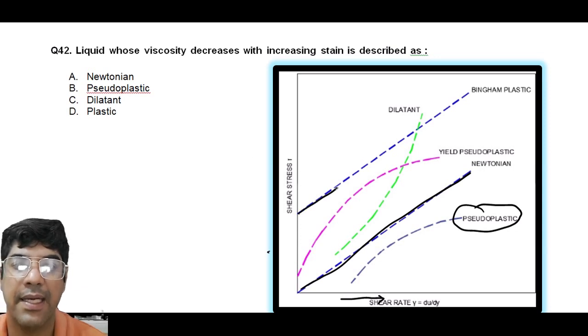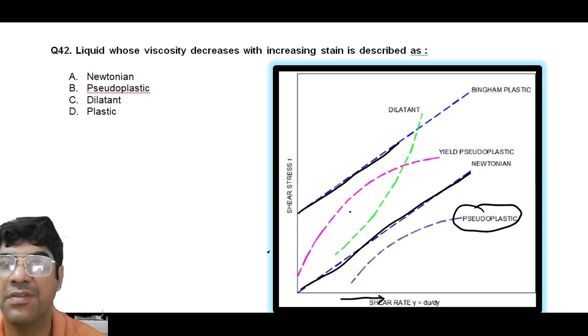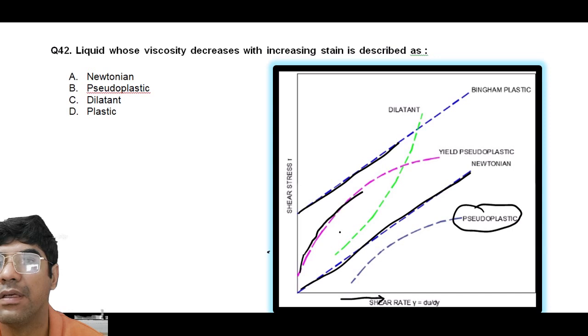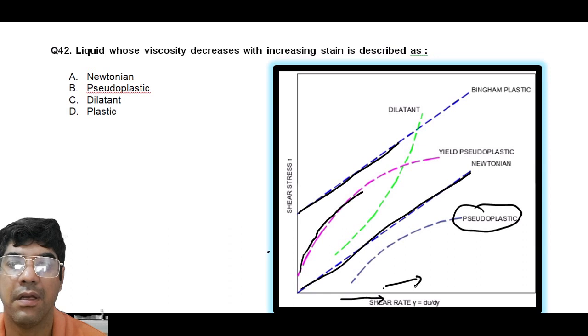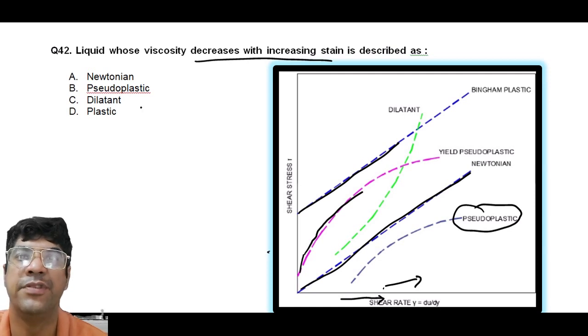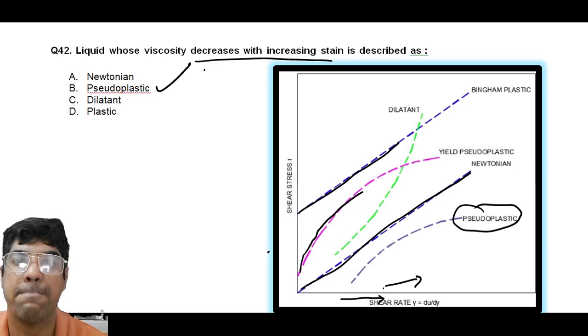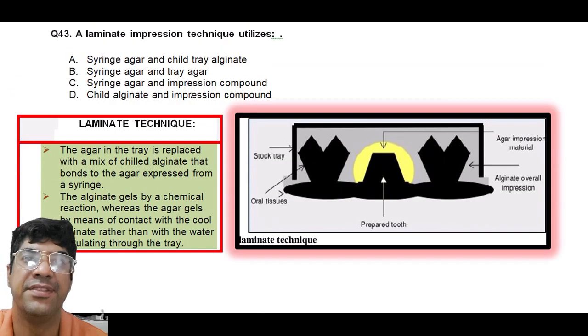Dilatant means the viscosity increases as the shear rate increases. That means the fluid will become thicker and resist more flow as the shear forces increase. So the liquid whose viscosity decreases with increasing strain, the answer is pseudoplastic.